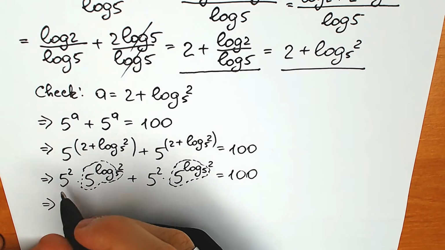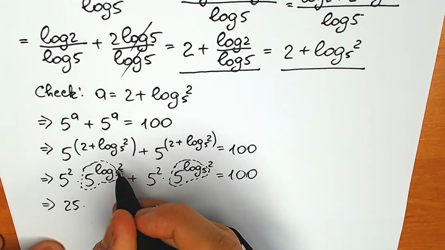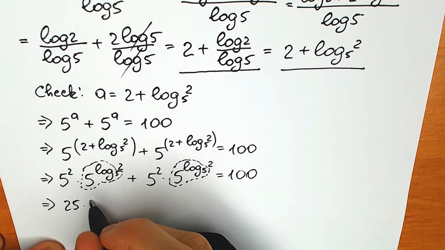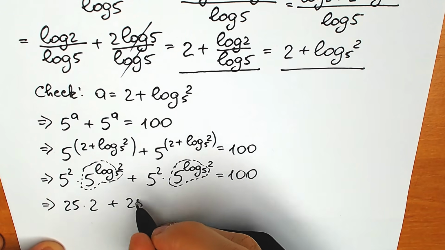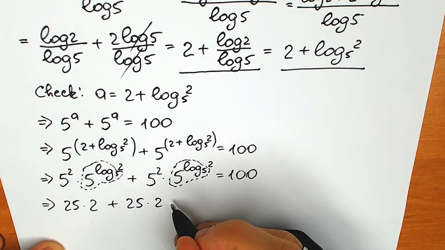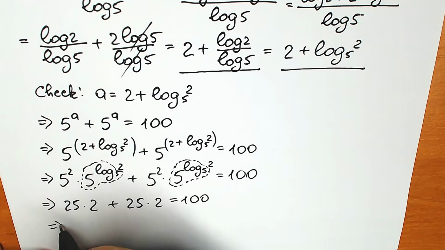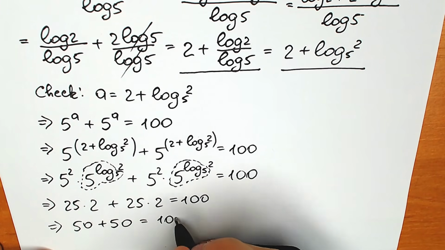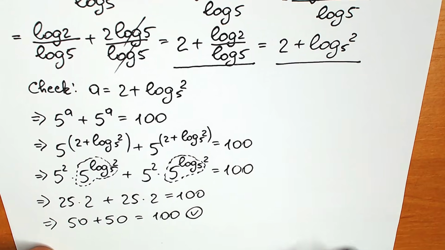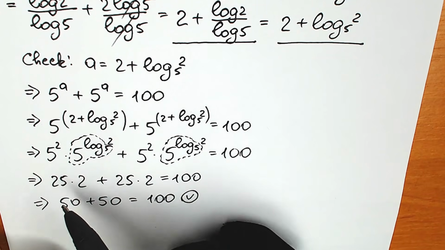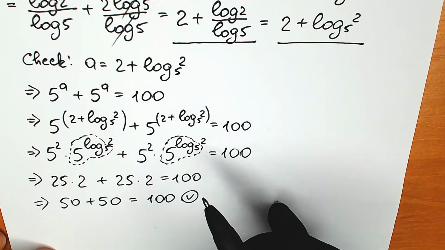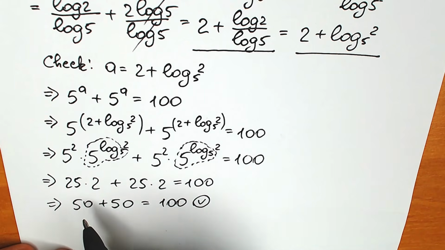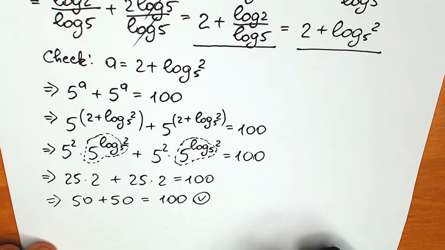We have only right here 5 squared, 25, times 2, don't forget about it, plus 5 squared, 25, times 2, equal to, can we get 100? I guess we can. So we have 25 times 2, we have 50, plus 50 equal to 100. Yeah, our root is great. At first I thought that we can't get 100 from here, but everything is great. So we have 50 plus 50 equal to 100. So our root is absolutely great.